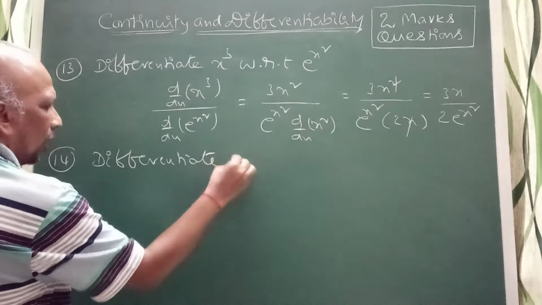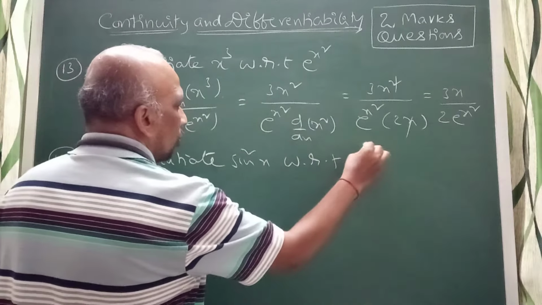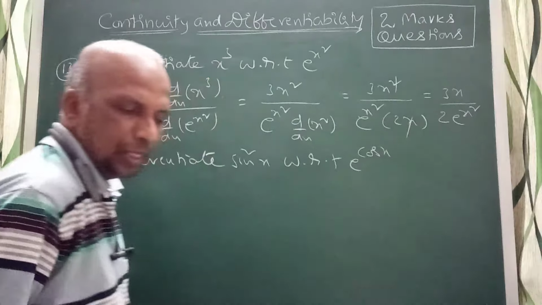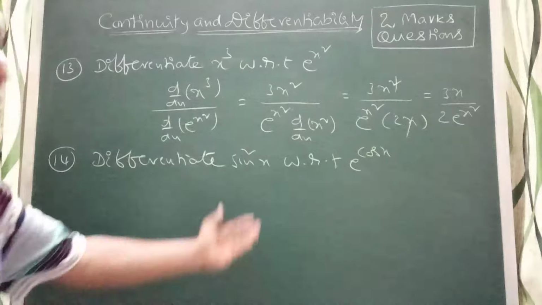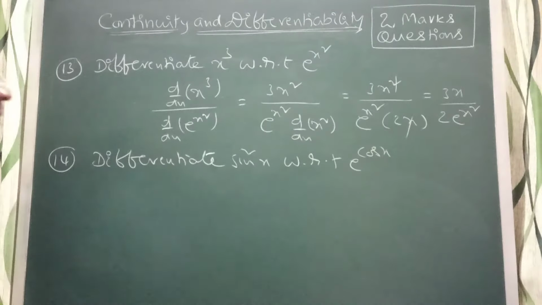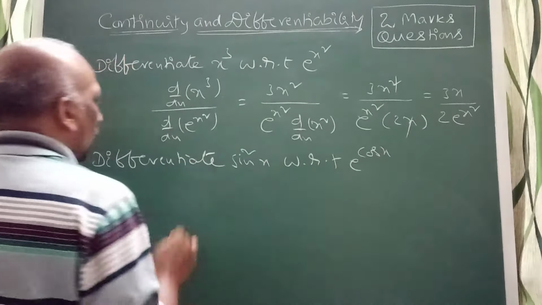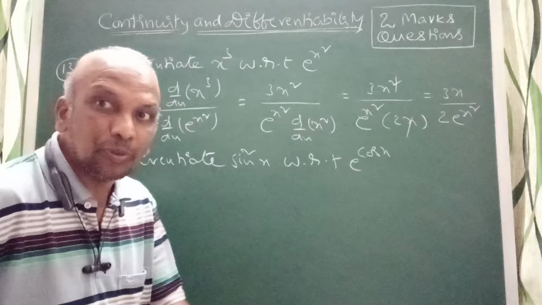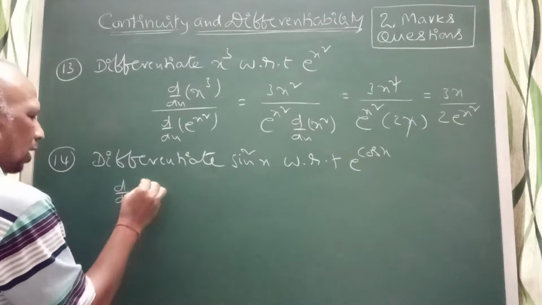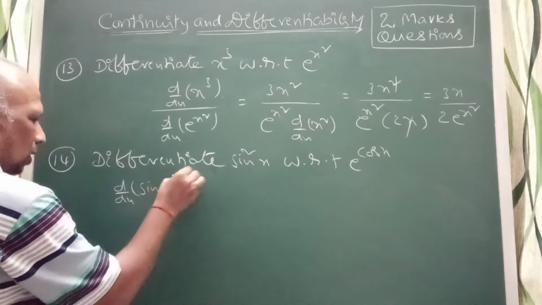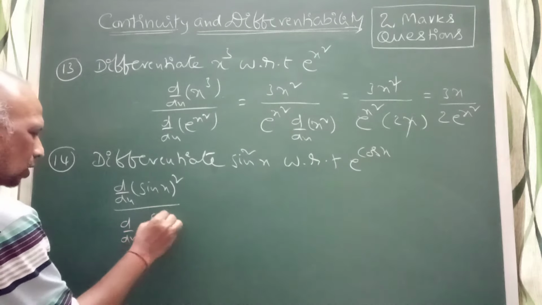Differentiate sin square x with respect to e power cos x. We have one more problem like this. Differentiate sin square x with respect to e power cos x. So when they are using the word with respect to, I get it again here. d by dx of sin square x means I can write sin x whole square, right? By d by dx of e power cos x.